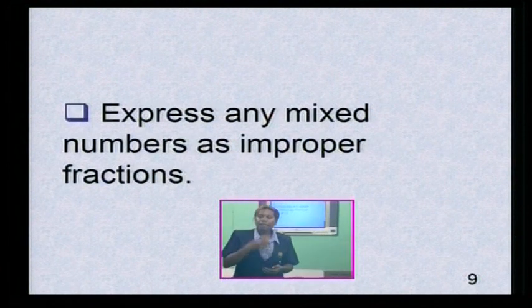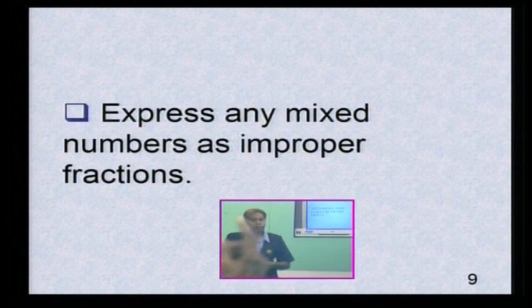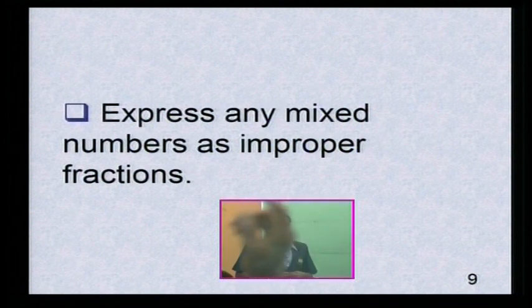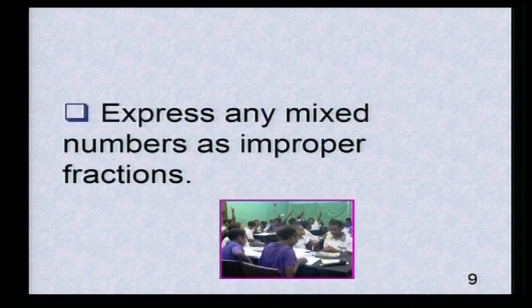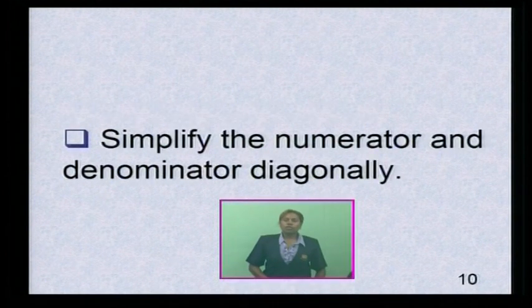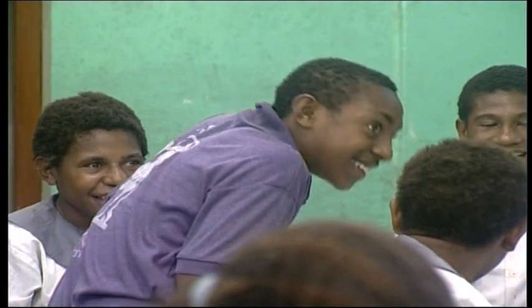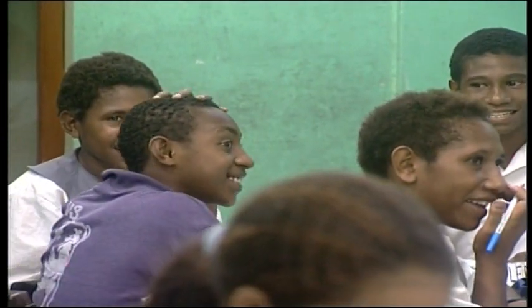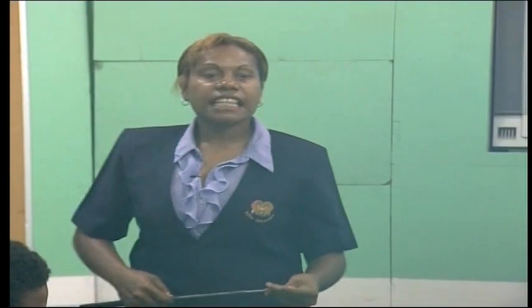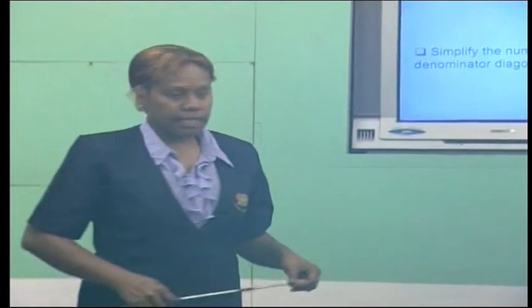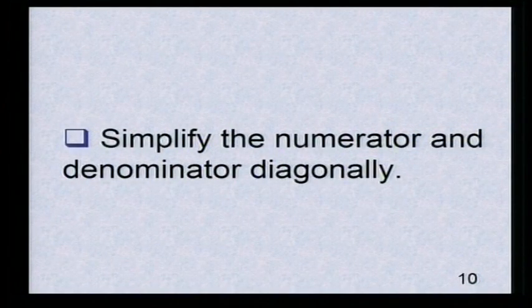Now what's the second step? After you have expressed the mixed numbers into improper fractions, what do you do next? Joshua? Simplify the numerator and denominator equivalent. Okay, Joshua, thank you. Diagonally, yeah. All right, simplify the numerator and the denominator diagonally. All right, diagonally.